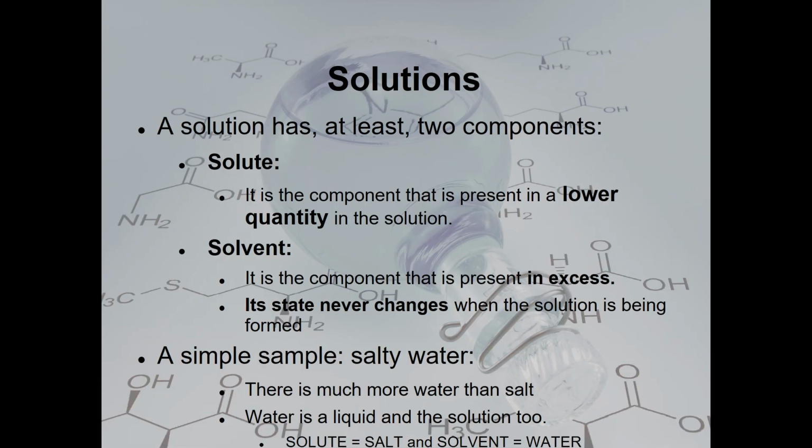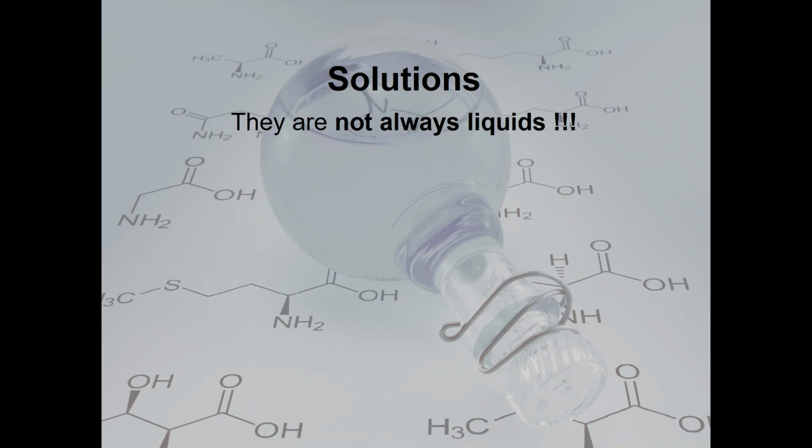A solution has at least two compounds. The solute is the compound that is present in lower quantity. It's what you're dissolving in it. So in salt water, salt would be the solute. The thing doing the dissolving would be the water, or the solvent. It is the compound that is in excess. Its state never changes when the solution is being formed. So a simple example is salty water. There is much more water than salt, so salt is the solute and water is the solvent. Note, solutions are not always liquids.